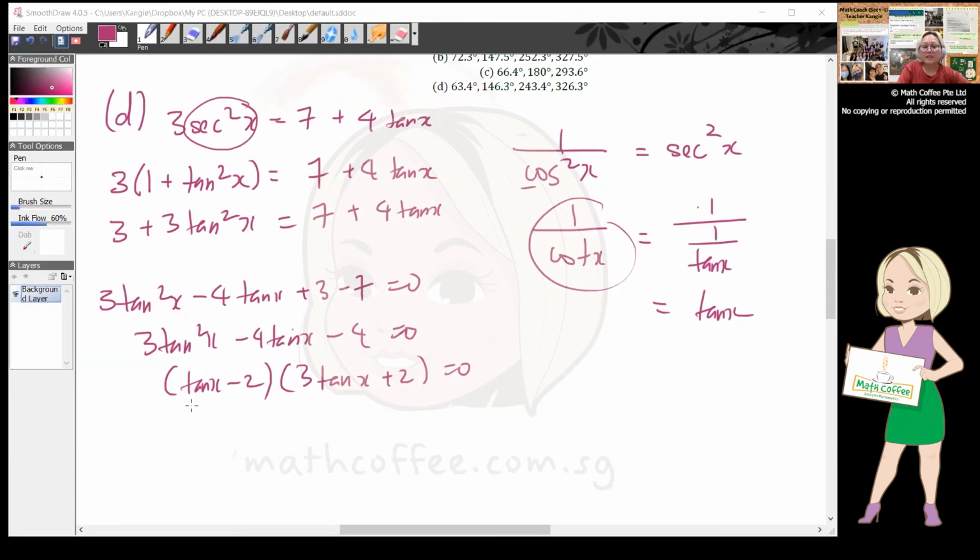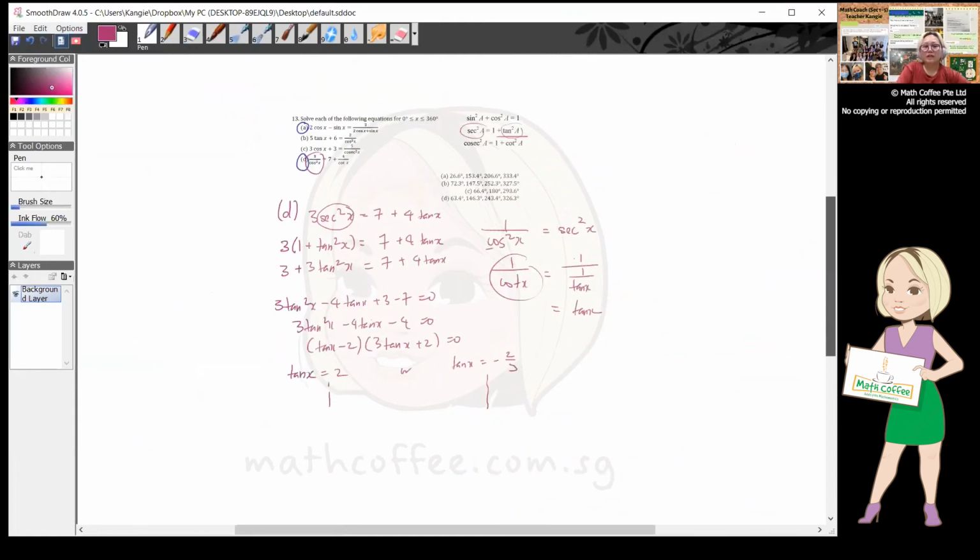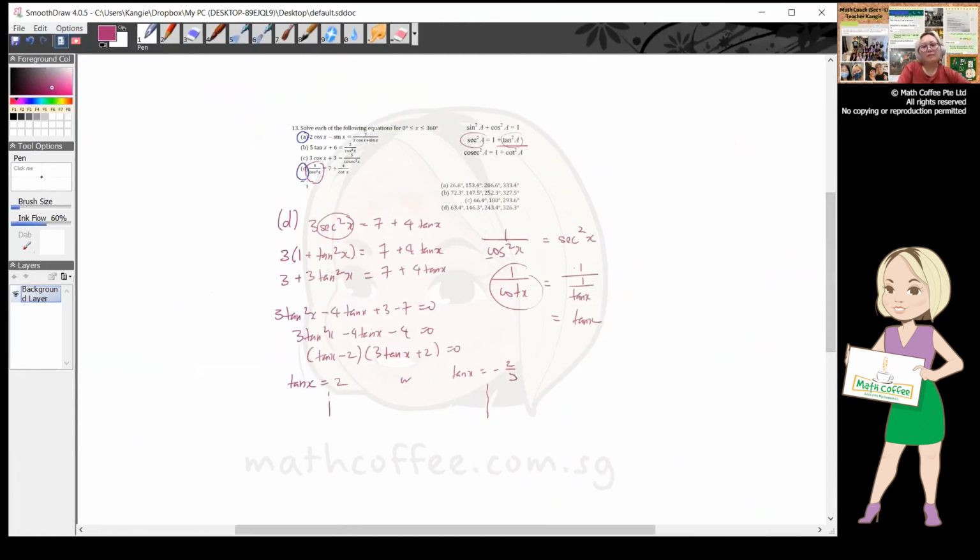Okay. And then after that, you solve it. So it becomes tangent x equals 2 or tangent x equals minus 2 over 3. Of course, the rest I leave it to you to do. Okay, so that's for question 13D.